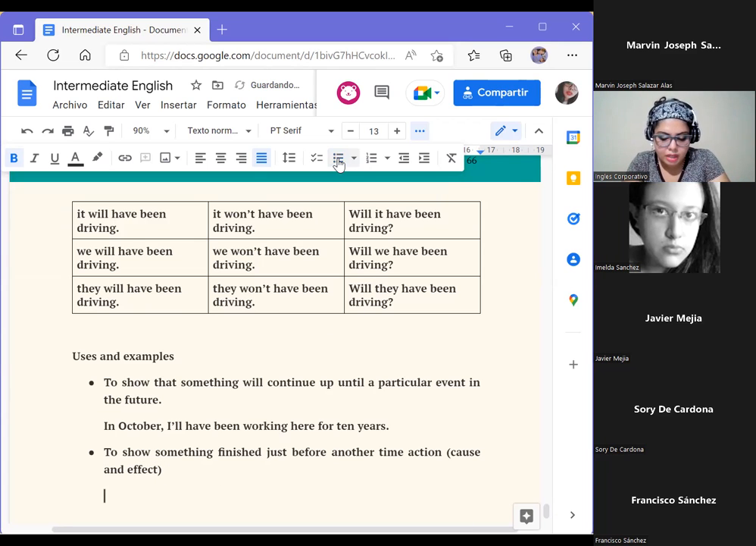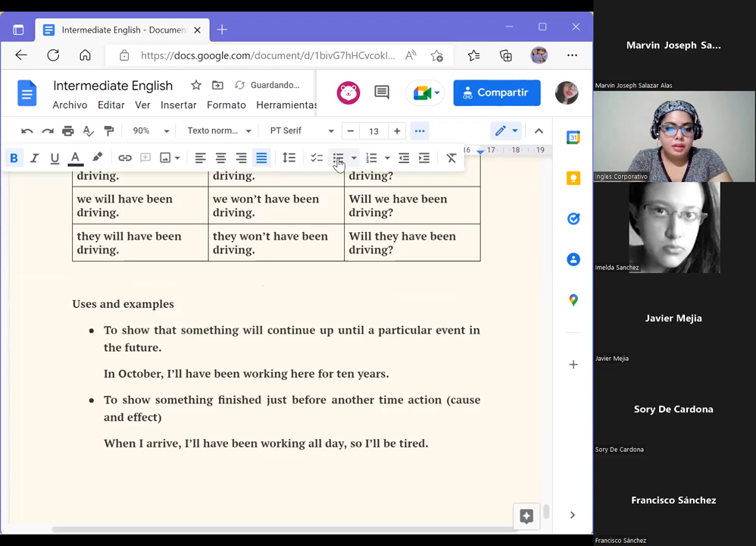And we have the example, and it says, when I arrive, I will have been working all day, so I will be tired. Because we are working all day, we are going to be tired. That is something really true. So in that case, we are talking about a cause or something that we are doing, and then we are going to have like a consequence of that action that we are performing at that time.